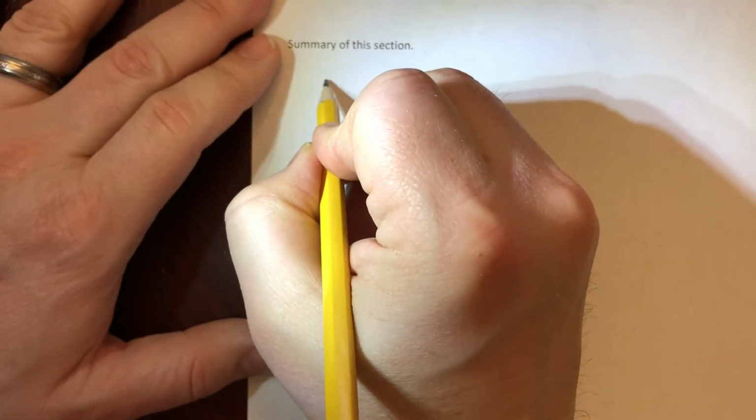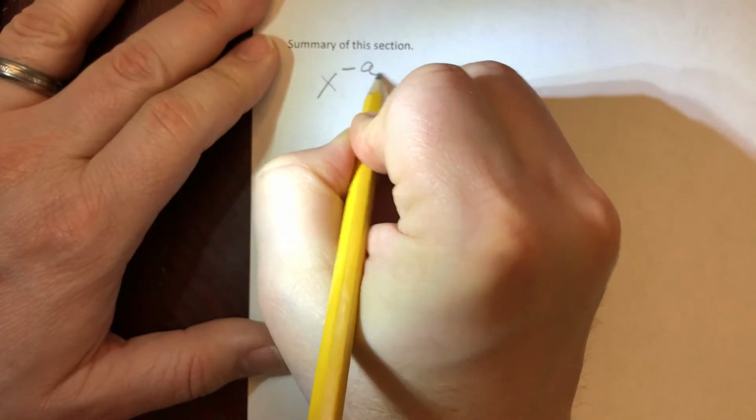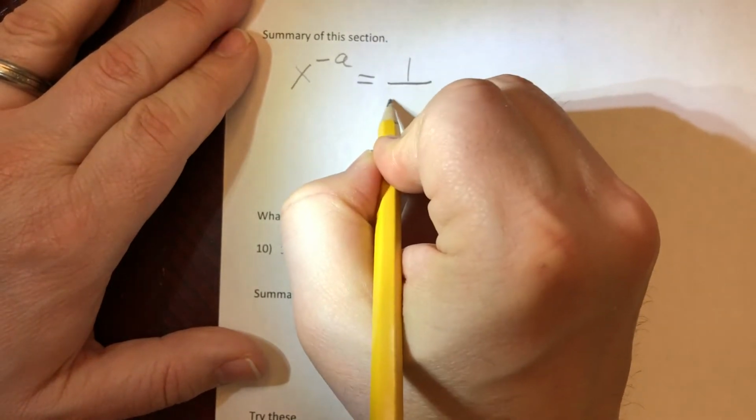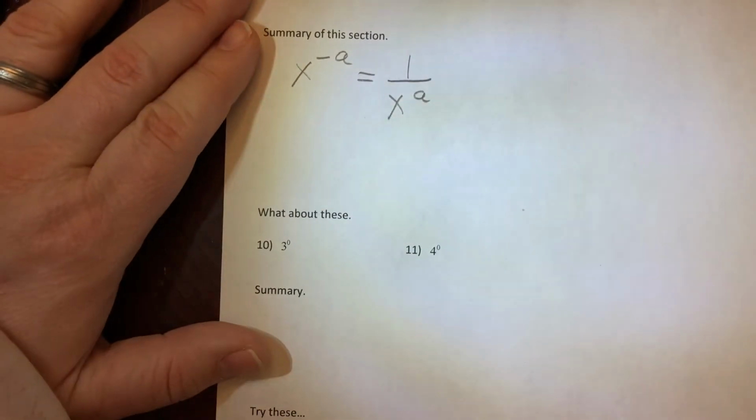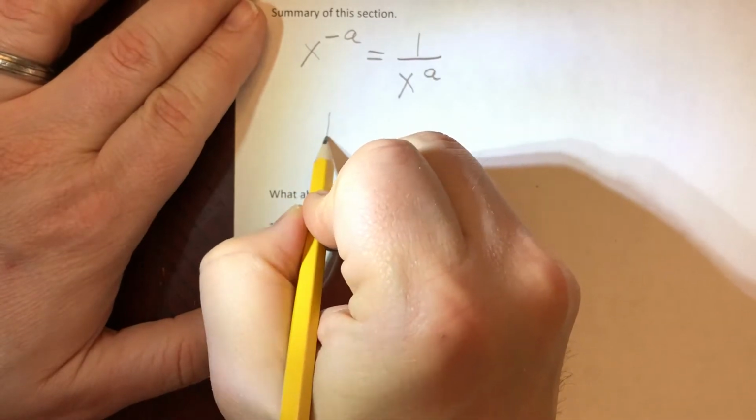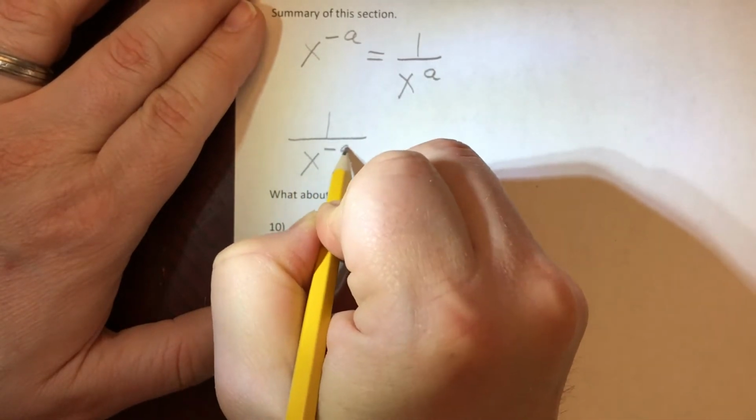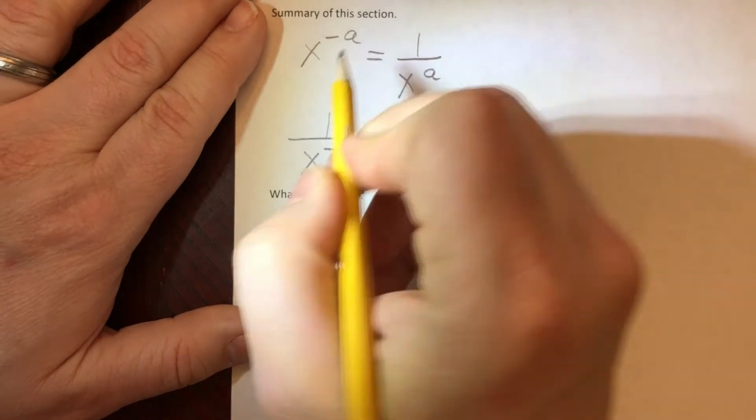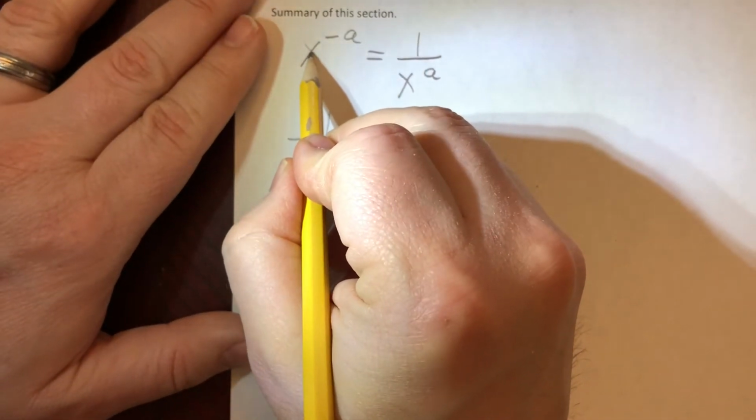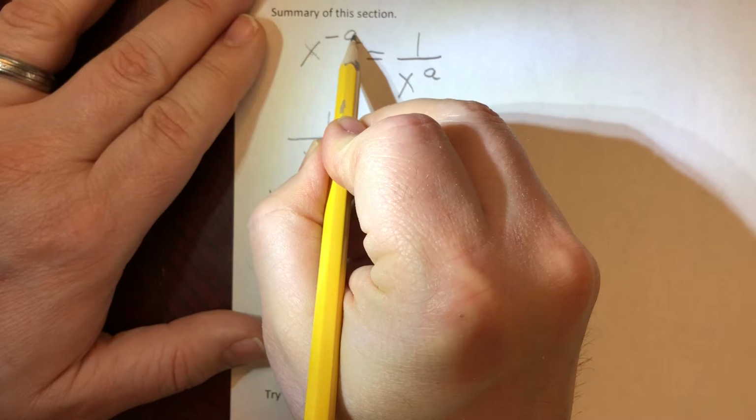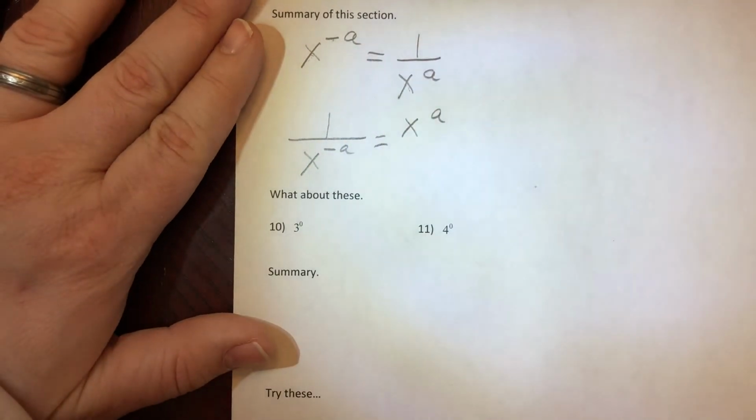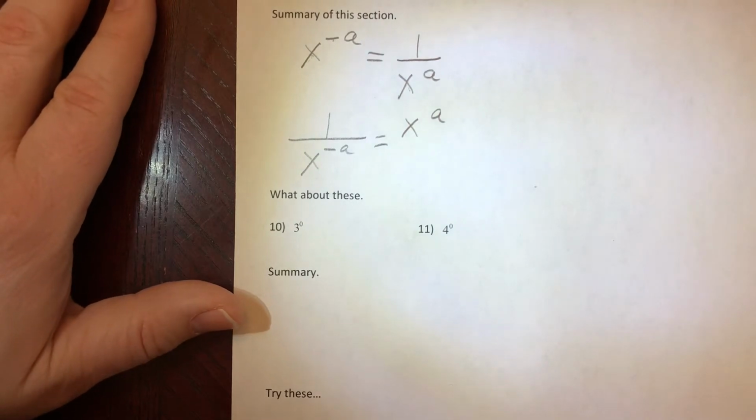So let's look here. So our summary. If we have x to the negative a, that equals 1 over x to the a. Also, if we have 1 over x to the negative a, then that becomes x to the a. So wherever the base is, if it's to a negative exponent, we eliminate the negative by moving it down or up, depending on where it is.